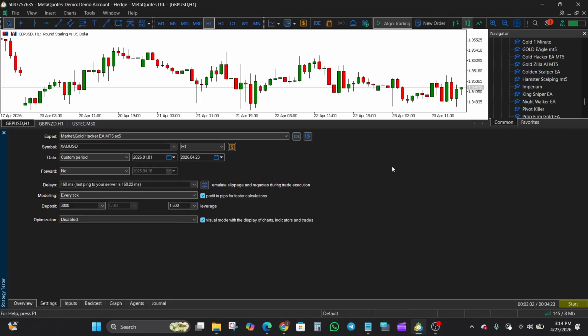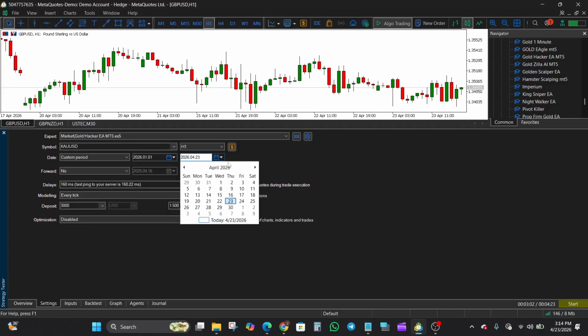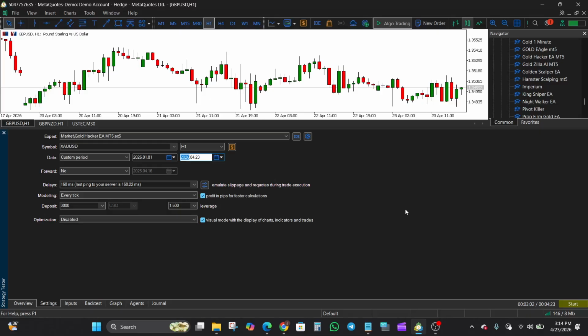Okay, and I'm running this from the start of the year, January 1, 2026, so we can capture different types of market conditions, both trending and ranging. Okay, because for a system like this, it's especially important to see how it handles drawdowns and recovery phases over time. So let's just go ahead and start this.